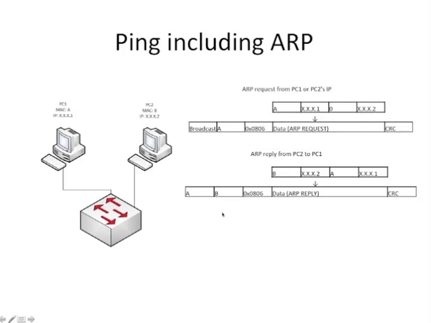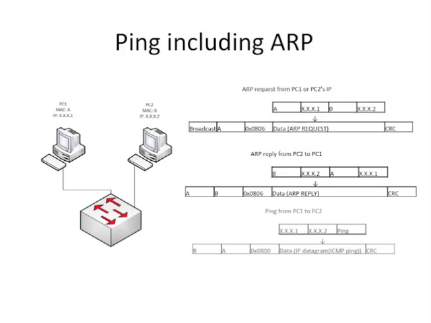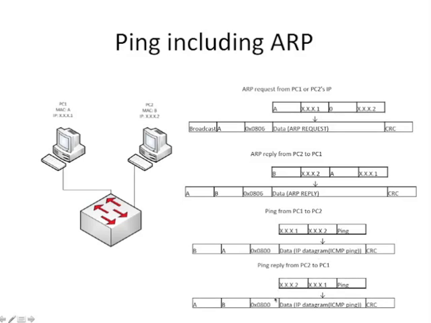So after we get the MAC address, then we can go ahead and send the ping. This is the same ping we looked at a minute ago. Destination MAC address B, source MAC address A, type IP, and here's our ping. And then we have the reply from PC2 to PC1, same thing we saw a minute ago. So that's how the request works, including the consideration of the ARP request in the packet.